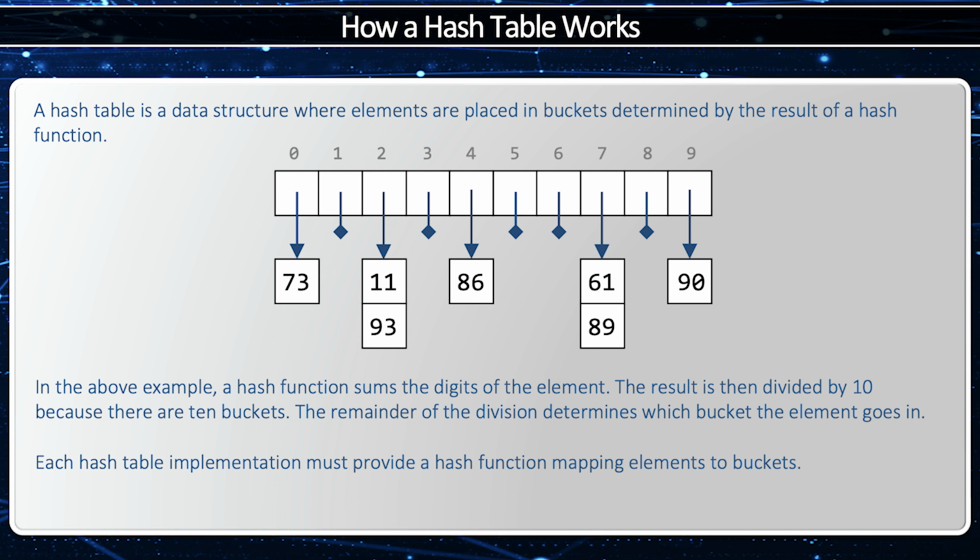Now, from this number, we mod it by the number of buckets to determine which bucket it goes in. So 93, which is 12, is the hash function. We'll put it in bucket 2 because 12 mod 10 is 2. And 989, which is 17, 17 mod 10 is 7, so it goes in bucket 7.